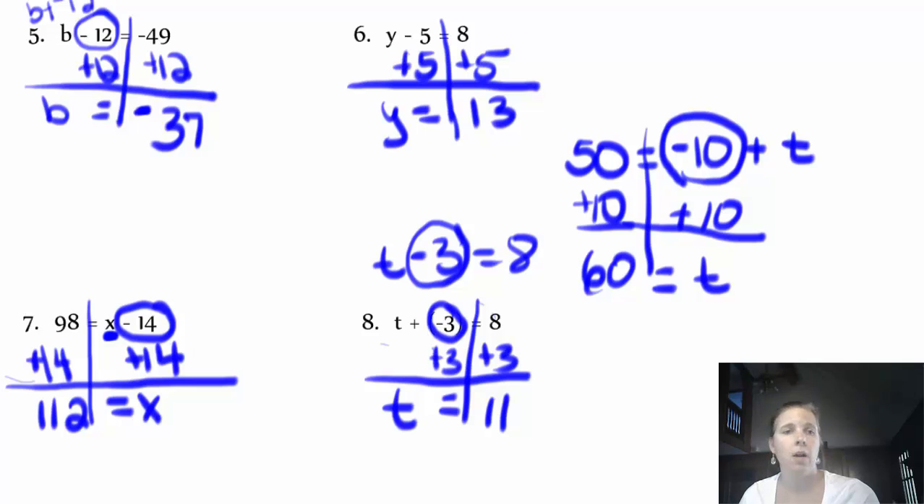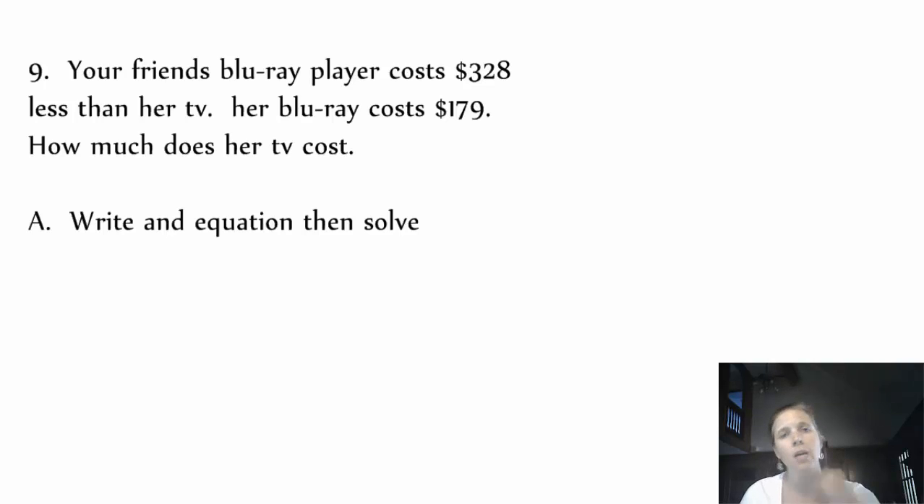Okay, all right, moving on. I think we just have one more. Oops, I gotta turn it on. There we go. So this is a word problem, of course. Your friend's Blu-ray player costs $328 less than her TV. So her Blu-ray player costs $328 less than her TV. Her Blu-ray costs $179. How much does her TV cost?